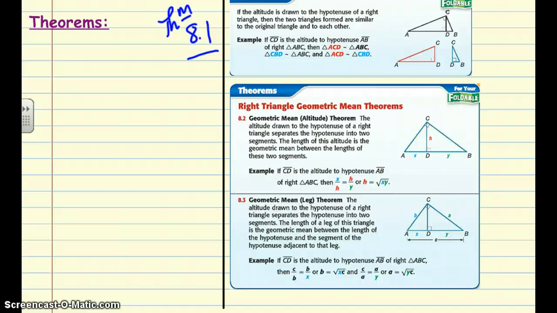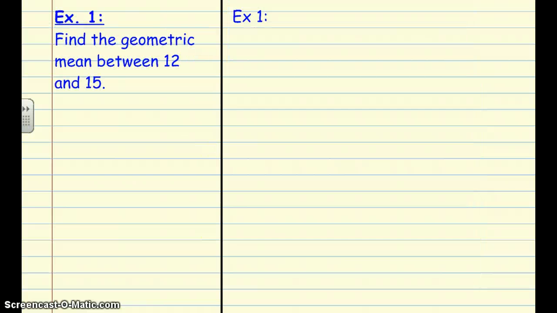And then when we get to example 3, we're going to use these two theorems, 8.2 and 8.3, and they just talk about geometric means. They use the idea of corresponding parts, and we set up proportions, and we can use those geometric means both with the altitude and the leg theorem to come up with different ratios. So let's take a look at our examples.